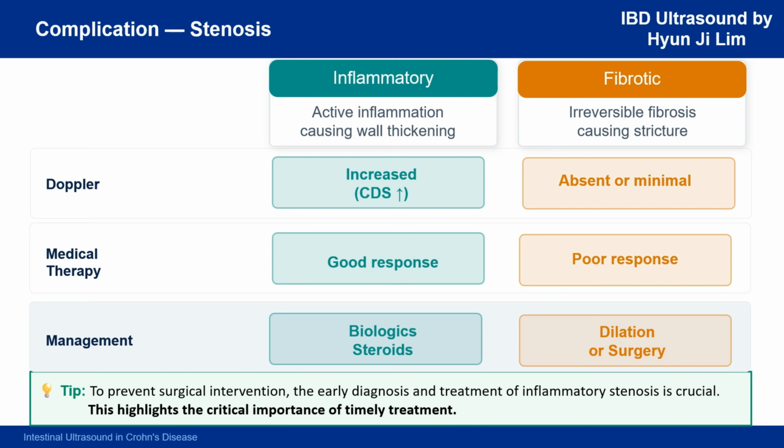Regarding stenosis, we can categorize it into two types, inflammatory and fibrotic stenosis. This distinction directly changes management. An inflammatory stenosis shows active wall thickening with increased Doppler signal. It responds well to medical therapy, biologics, or steroids. A fibrotic stenosis is an irreversible stricture with absent or minimal Doppler. It responds poorly to drugs and typically needs dilatation or surgery. Most real-world strictures are mixed. Both components coexist. To avoid ending up in surgery, catching and treating inflammatory stenosis early is absolutely crucial. Timing is everything here.